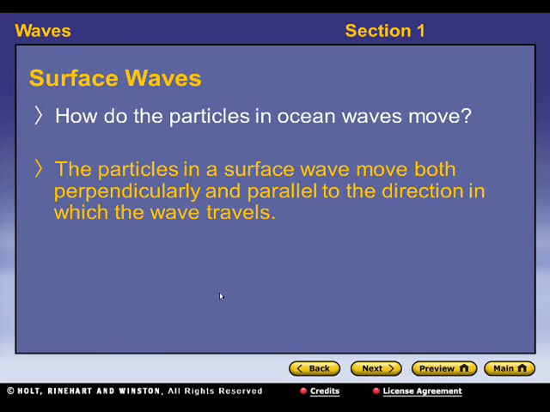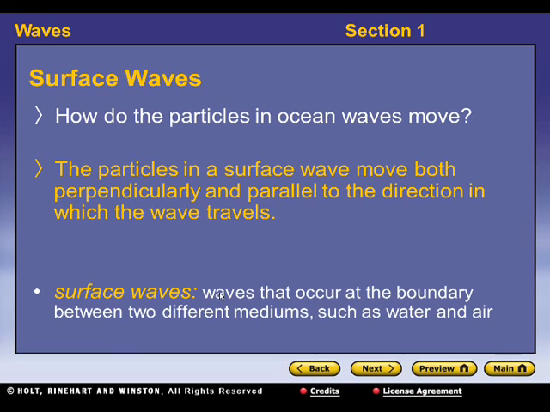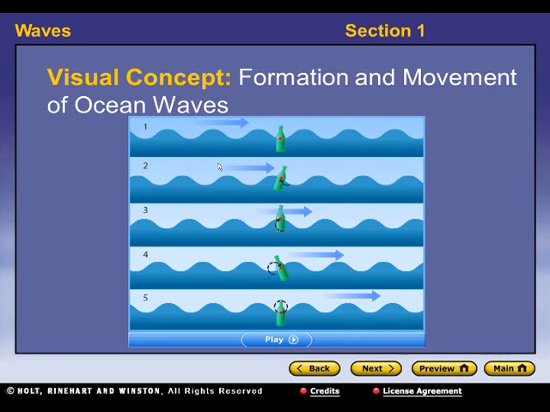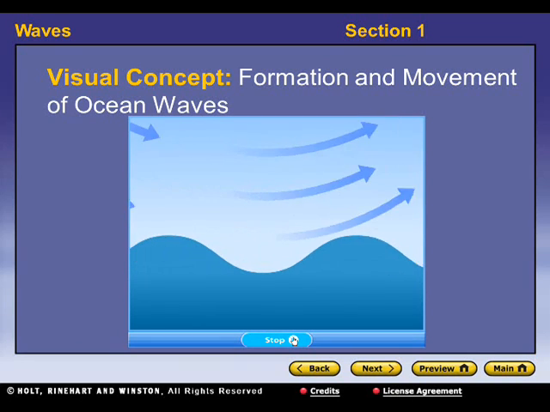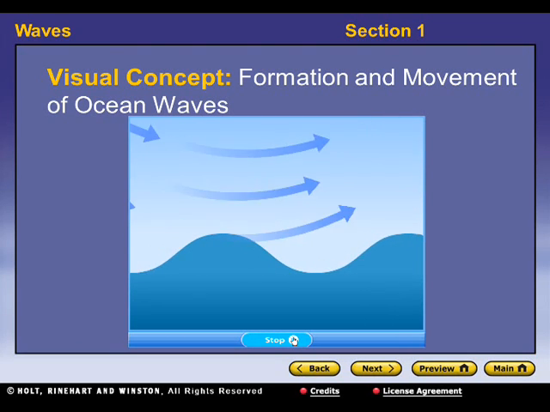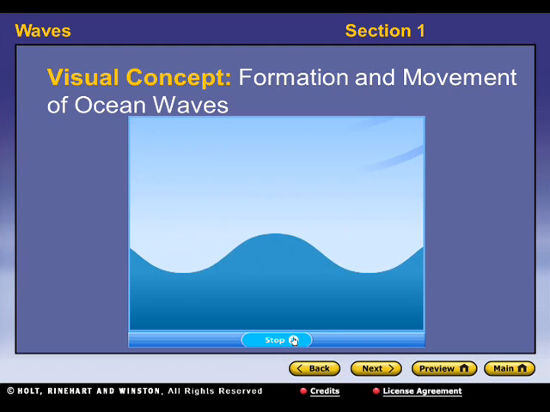So surface waves. How do the particles in ocean waves move? The particles in a surface wave move both perpendicularly and parallel to the direction in which the waves travel. So it's a combination of both transverse and longitudinal waves. Surface waves are waves that occur at a boundary between two different mediums, such as water and air. So let's watch this on the formation and movement of ocean waves, which are a combination of transverse and longitudinal waves. Wind blows across the ocean's surface, transferring energy to the water and creating waves.